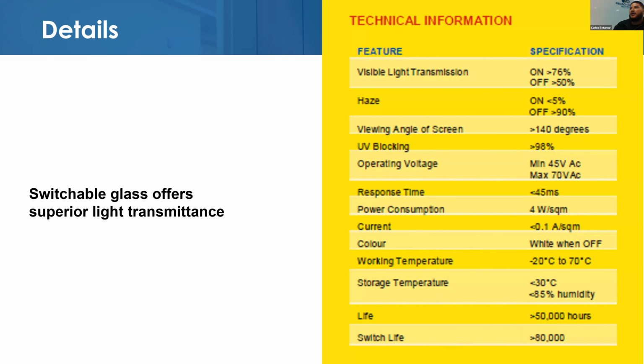Some common questions when it comes to the technical data for these types of products. Number one is going to be the haze factor. So how clear is this product in the on position? Here we have an example of under 5% haze. When on, off is going to be greater than 90.